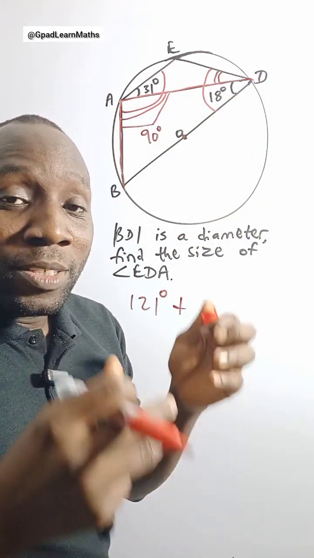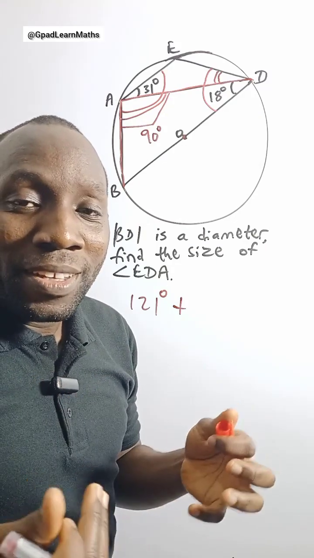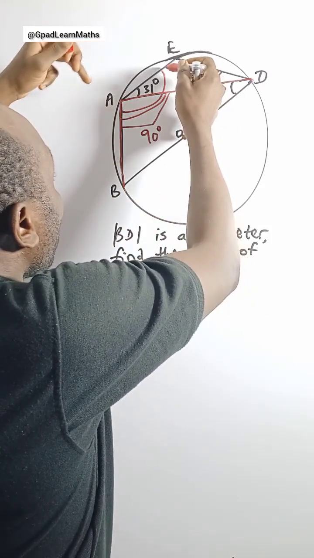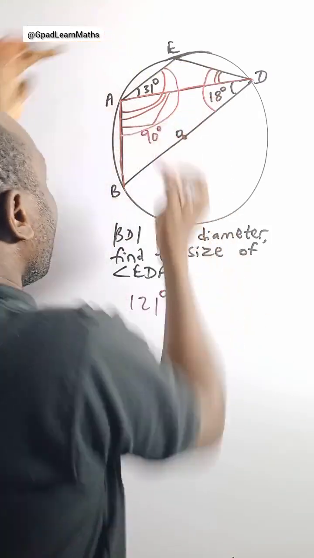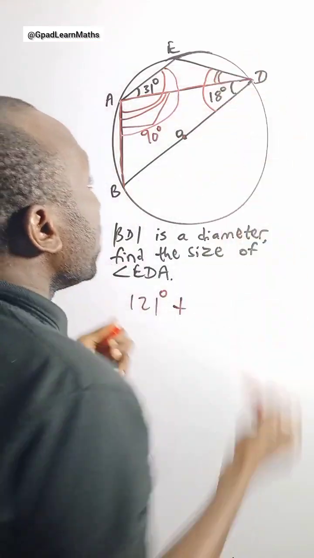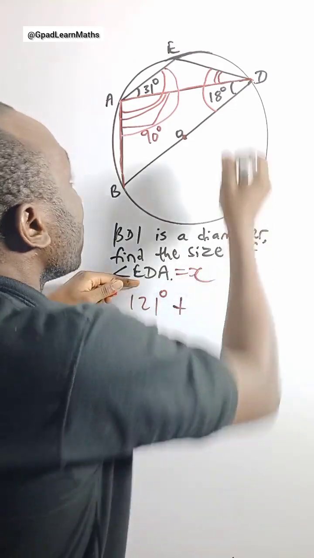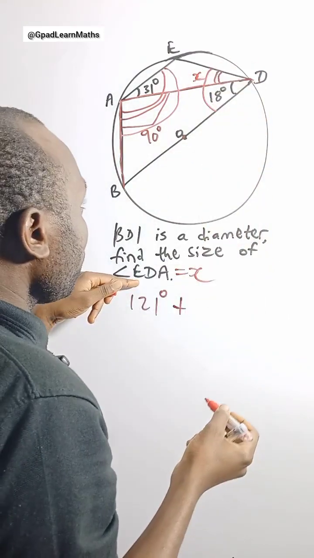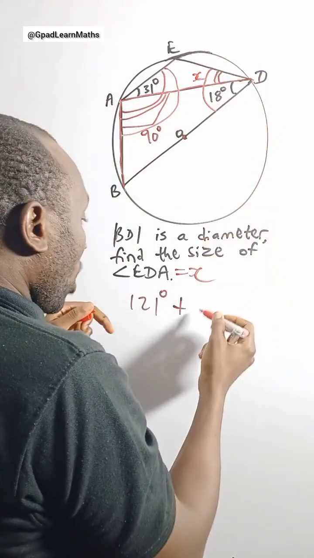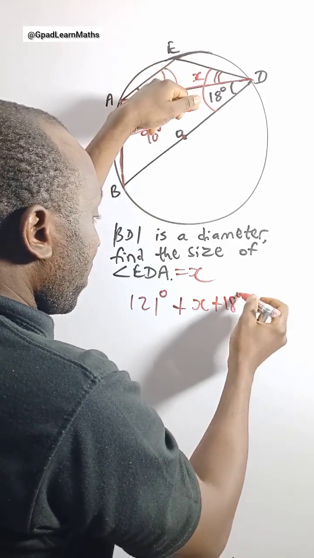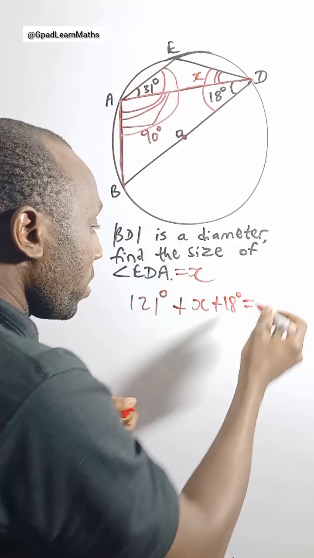Remember what I told you about the opposite angles of a cyclic quadrilateral? They add up to what? 180 degrees. So when you add this angle, this one I just added, and this one, they all add up to 180. Now let's say EDA is equal to X, for ease of identification. So that will be plus X plus what again? 18 degrees. Everything adds up to what? 180 degrees.